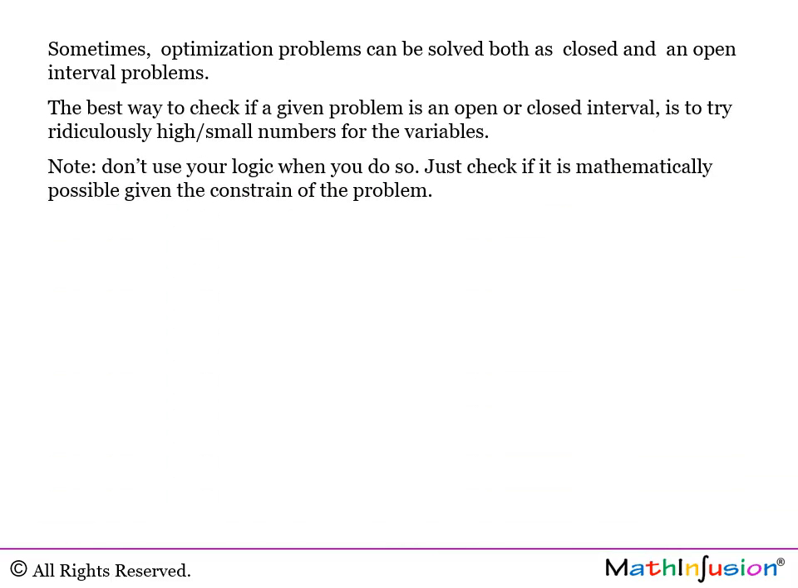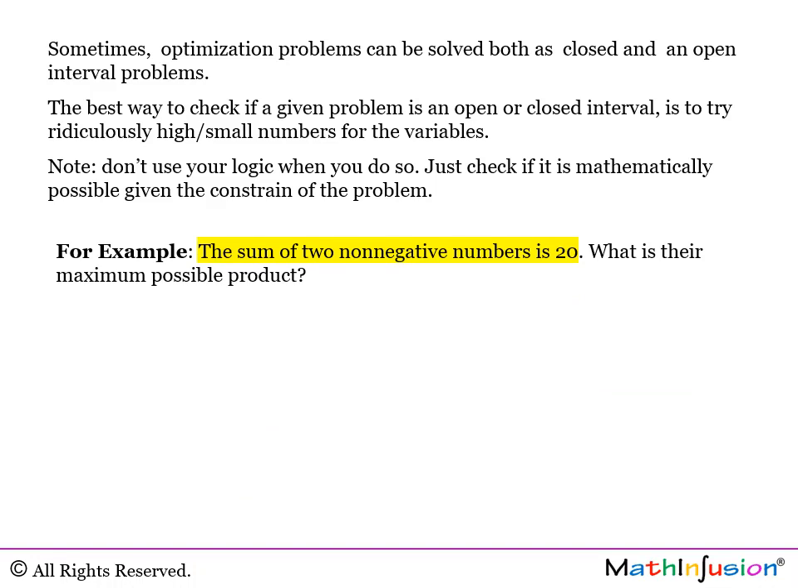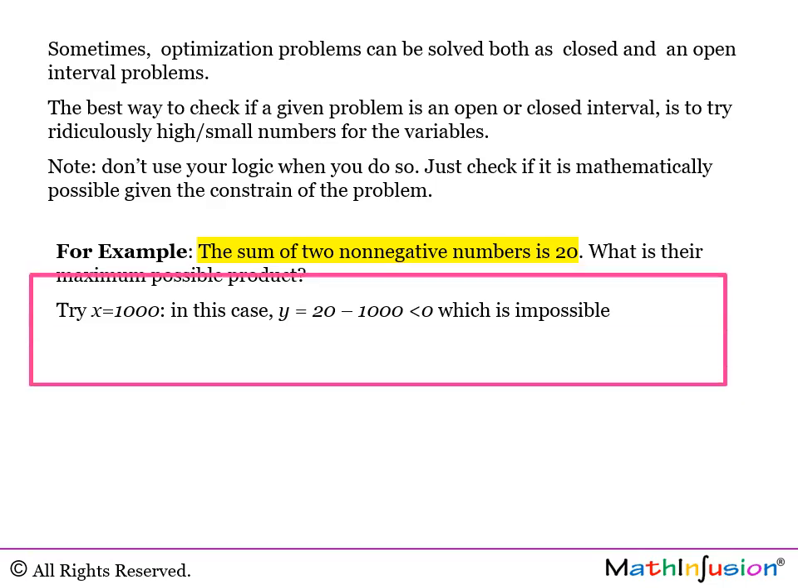The best way to check if this is an open or closed interval problem is to try really ridiculously high or small numbers for the variables. And please do not use your logic when you do so. Just check if it's possible mathematically. For example, the sum of two non-negative numbers is 20. What is the maximum possible product? Let's try x equals 1000. In this case, y is going to be negative, which is impossible.